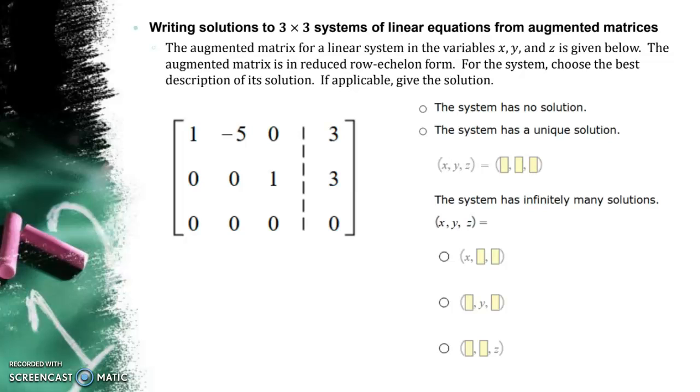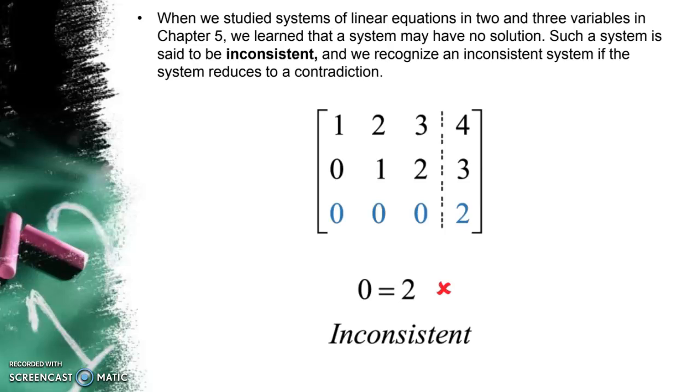Hey everybody, in this video we'll talk about writing solutions to a 3x3 system given an augmented matrix. But first, let's talk about what different types of solutions we might see and why they look that way on matrices. If you recall, when we were solving systems of equations in our previous videos, we learned a system may have no solution. It could have one solution, or it could have infinitely many solutions.